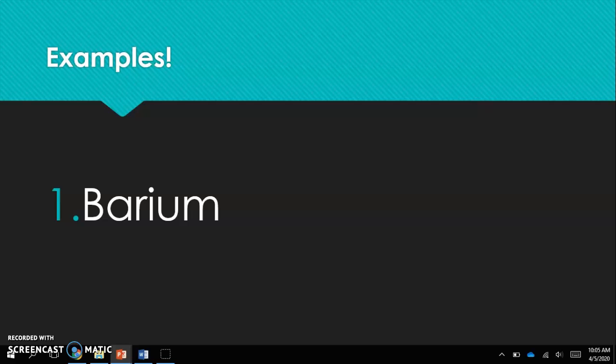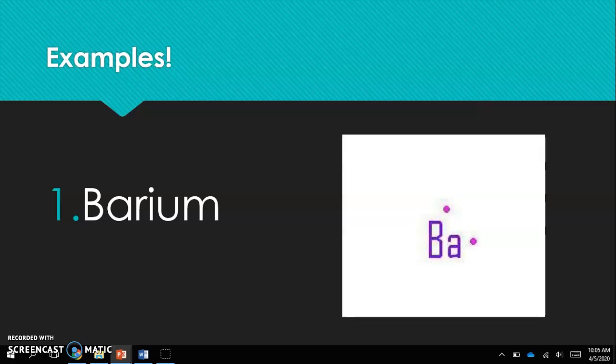Barium is going to be in group 2. So if barium is in group 2 of our periodic table, that means it's going to have 2 valence electrons. When we do the Lewis dot structure of barium, you would draw your chemical symbol, which is Ba, and then you fill in those electrons. There are 2 valence electrons, so we start at the top and move clockwise. Here's 1 and here's 2. And there is your Lewis dot structure of barium.